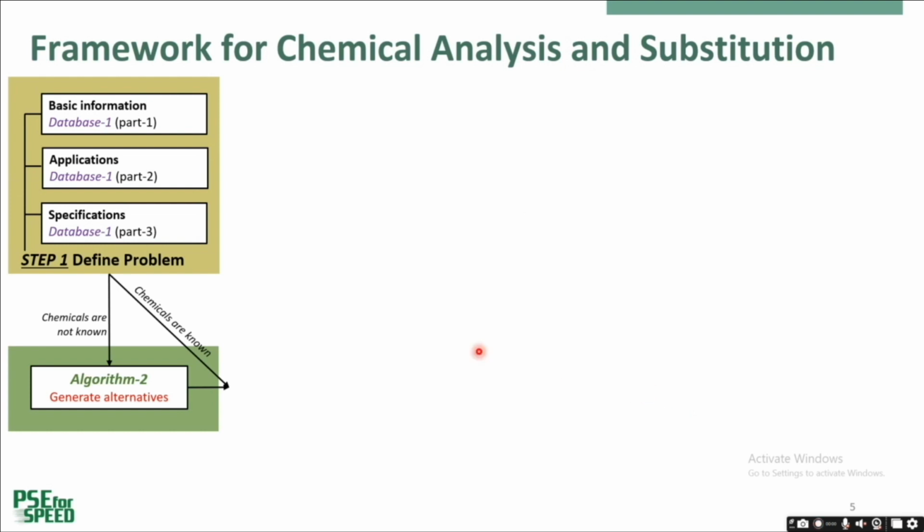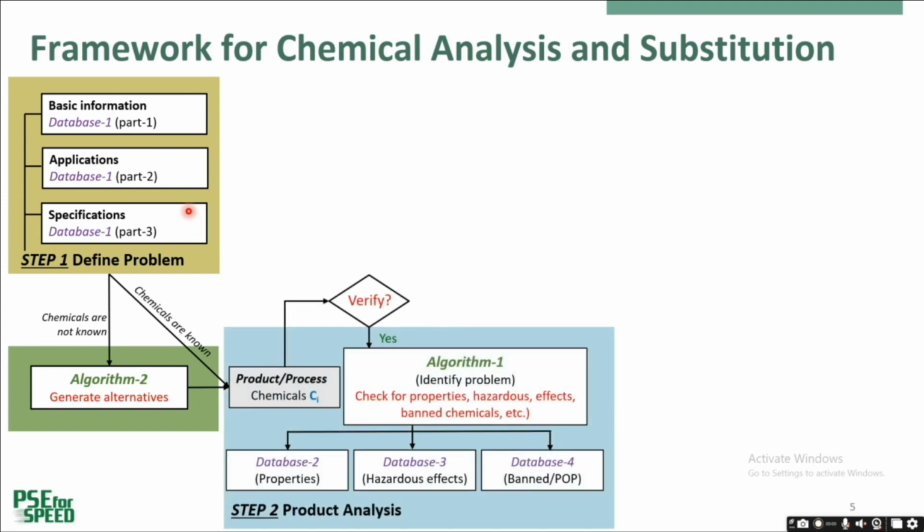The process of chemical analysis and substitution can be summarized into 4 main steps, which are presented in this framework. Begin with step 1, which is used to define the problem in terms of the basic information, applications, and specifications, such as compositions of chemicals given as input. If the ID of any input chemical is unknown, alternative chemicals need to be found and specified before proceeding to step 2. But if the input chemicals are known, we will continue to step 2.